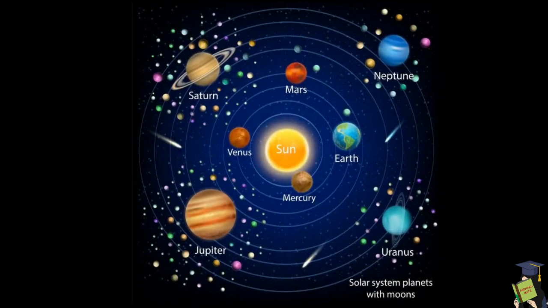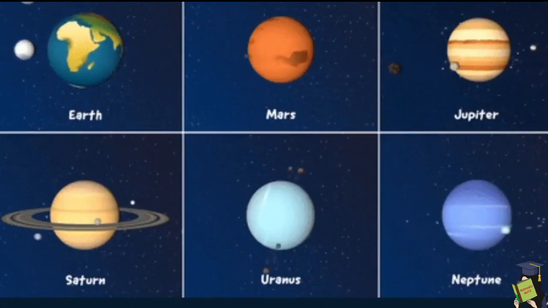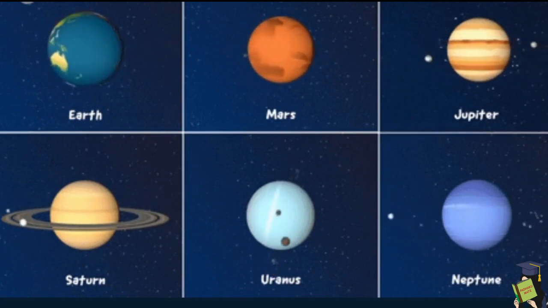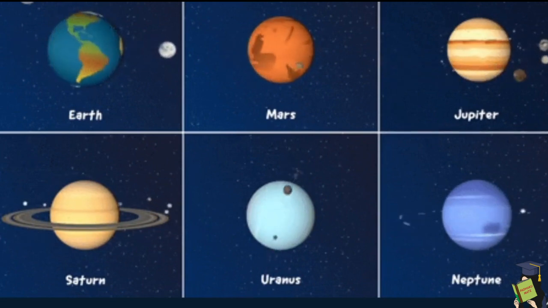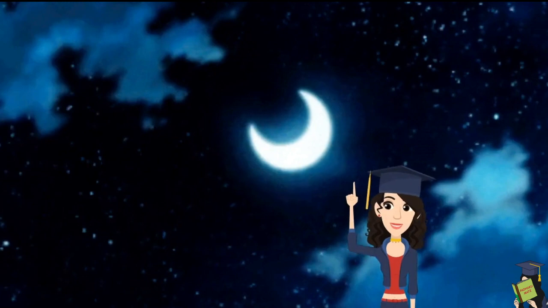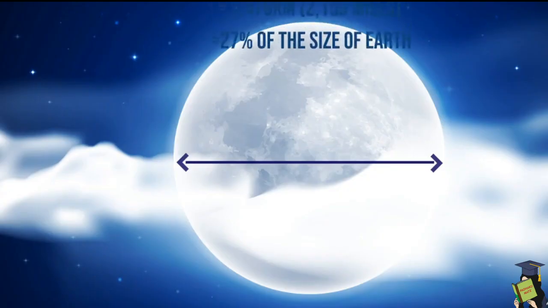In the solar system, there are more than 200 moons orbiting the planets. Can you imagine? Out of which, Earth's moon is the fifth largest, and Jupiter, which is the largest planet, has the largest moon. Saturn has the maximum number of moons, while Mercury and Venus have no moons. And our Earth has one moon which we see in the sky at night.